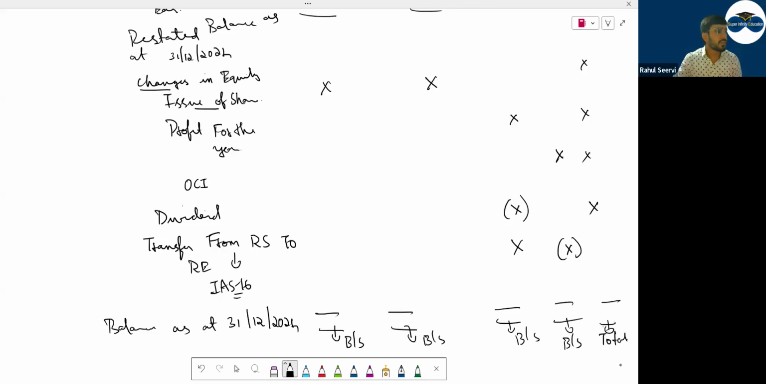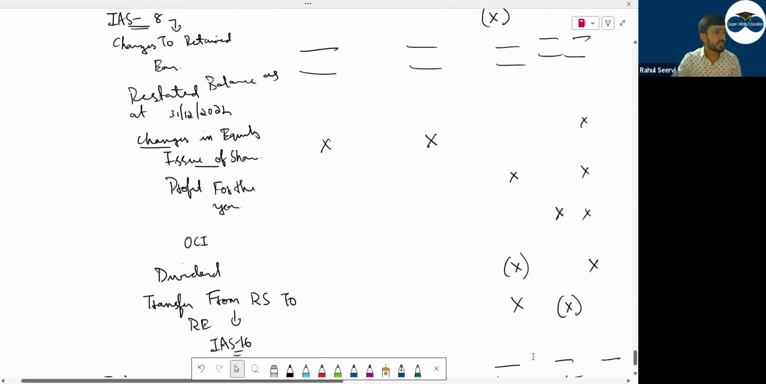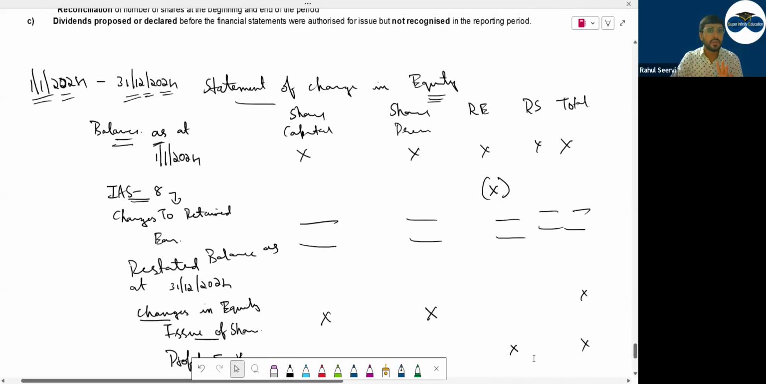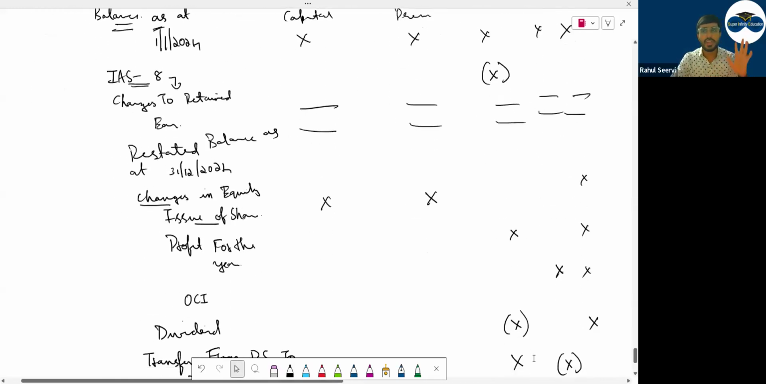Clear with the format which I have given here? Everyone? Yesterday also we had this discussion. The point is that we have to prepare a statement so the users can understand what is the change in the current year. What is basically required, we have done.